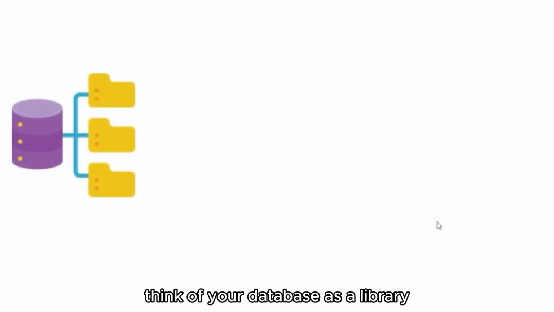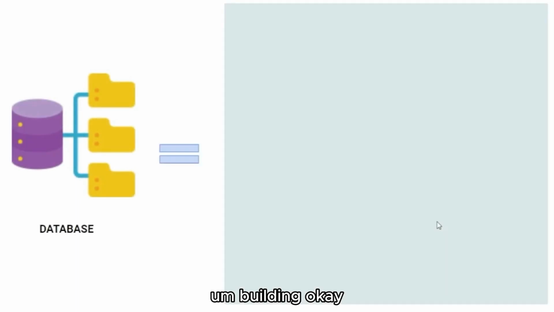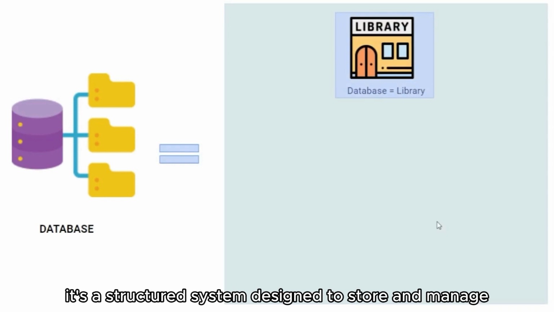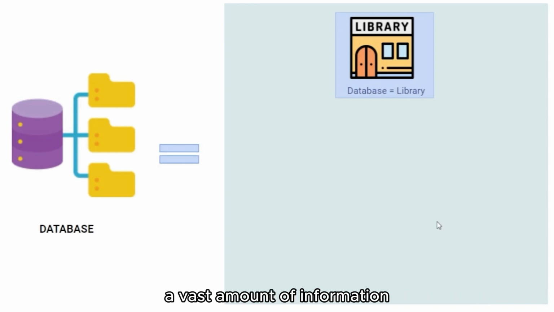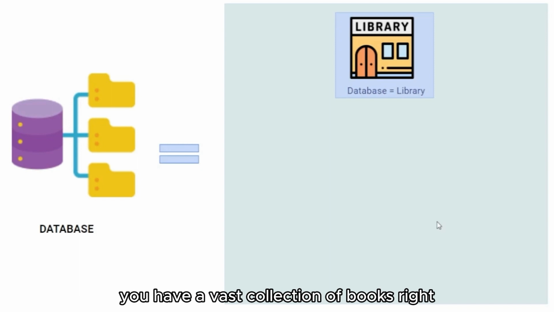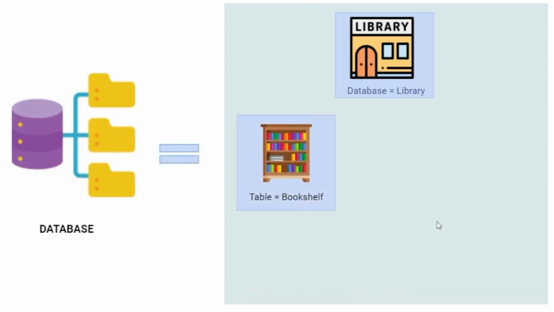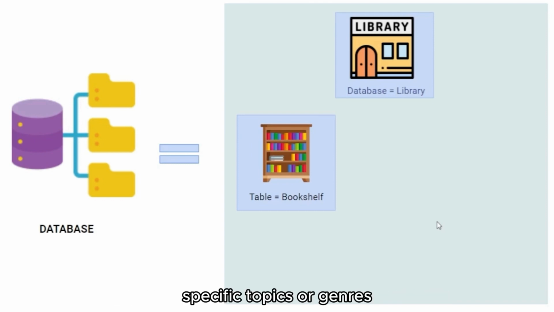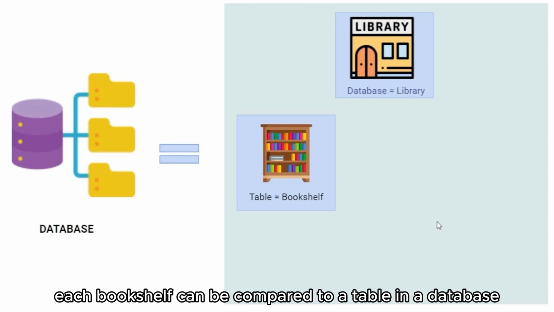Think of your database as a library building, okay? So imagine the library itself as a database. It's a structured system designed to store and manage a vast amount of information, which will be the books, efficiently. So in a library, we have a vast collection of books, right? Just like a database stores a vast amount of organized information. Now let's consider the tables as bookshelves. So in the library, you have different bookshelves dedicated to specific topics or genres, like for example, fiction, non-fiction, science, etc. So each bookshelf can be compared to a table in a database.